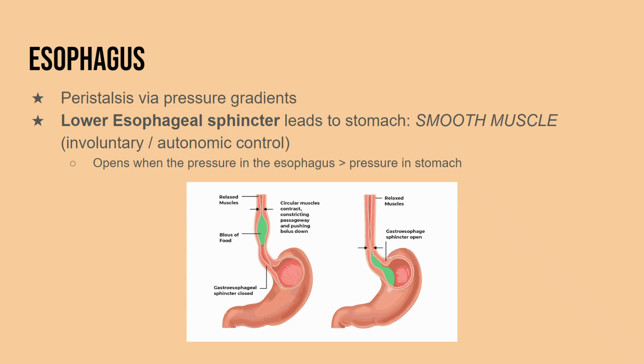Basically, anything involuntary is something you can't control, like a heartbeat. Heartbeat is involuntary, but the heart is not smooth muscle; it's cardiac muscle. Yeah, your heartbeat is automatically controlled.